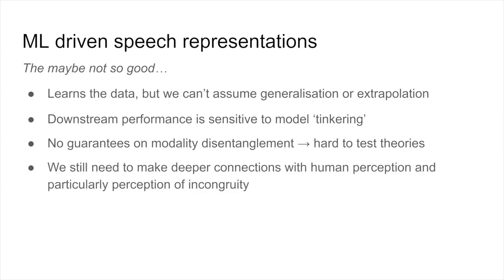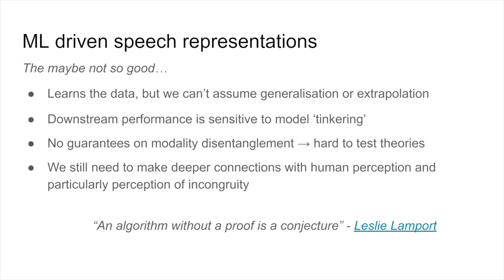So we need to make some deeper connections with human perception and other work in this area. And I think incongruity is a good way to think about that. This is kind of my feeling about machine learning at the moment. There are a lot of algorithms, but not a lot of proof and not a lot of theory, and I think that's what we need in order to actually test and make things better.